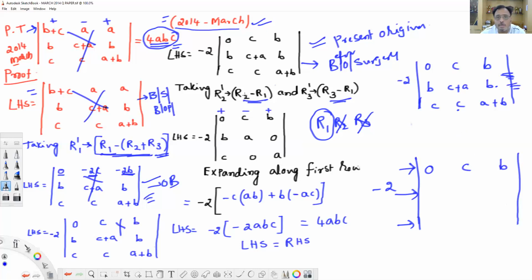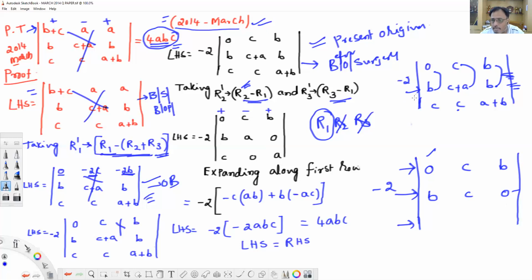Now surgery. R2 minus R1, the result will be entered in R2. R2 minus R1, look here. B minus 0, B. C plus A minus C, A. B minus B, 0. See, one corner element is 0. This is 0. This is 0. Next, the first surgery. See here, BC plus AB, BC, that is, a new row has been formed here. New second row.